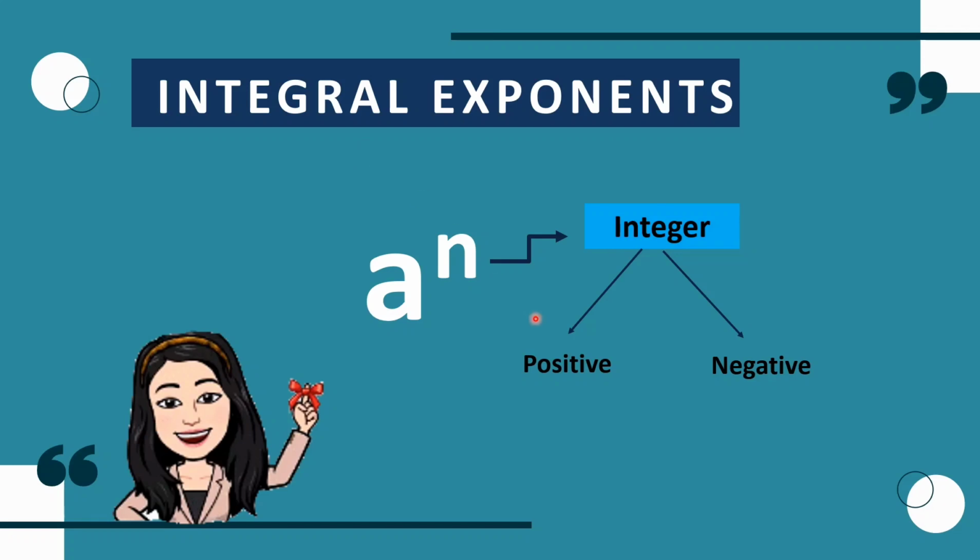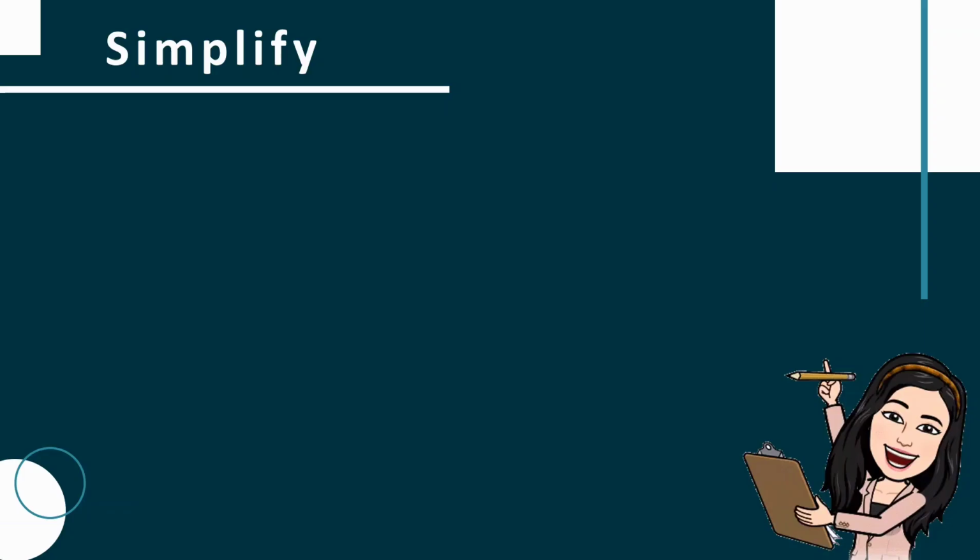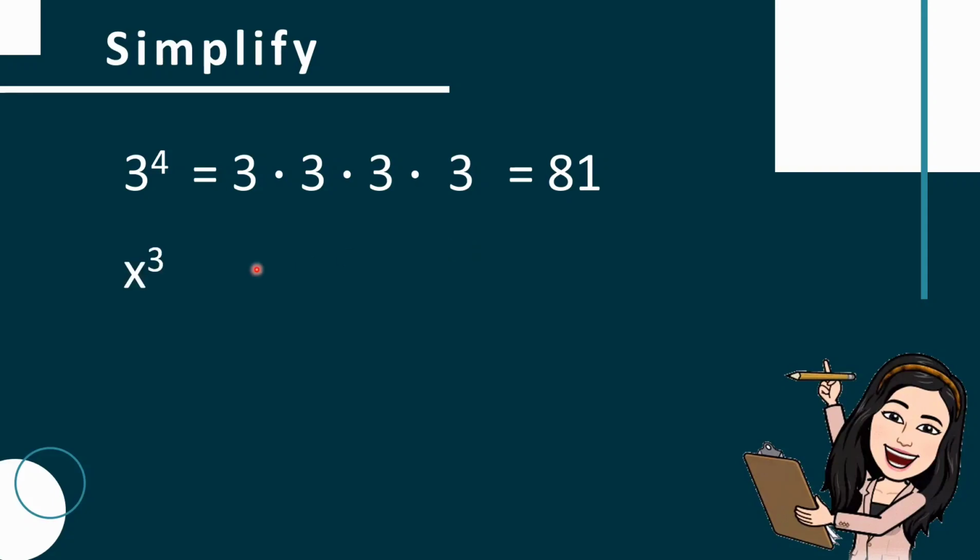Let us simplify the following expressions. First, 3 raised to 4. So, that is equal to 3 times 3 times 3 times 3. Tama ba? And that is equal to 81. Ang ating base na 3, kapag minultiply ng 4 na beses, ay equal sa 81. Next, x cubed. That is equal to x times x times x, which is equal to x to the third power, or x cubed.